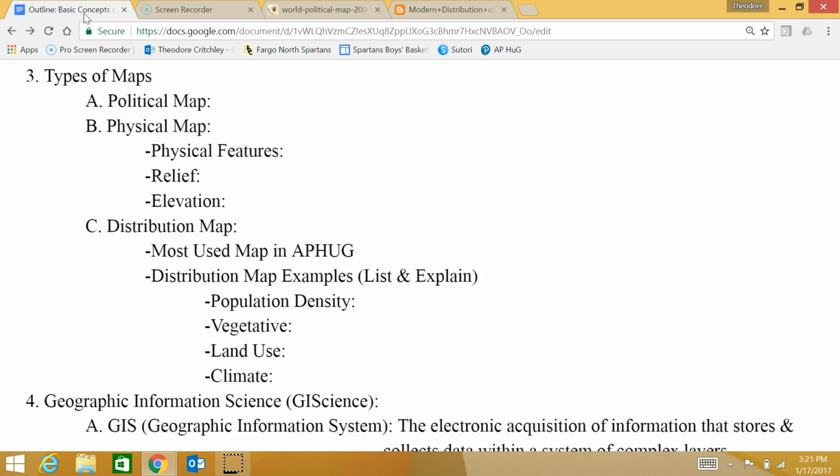So next to physical features, you could put landforms and other bodies of water. Relief is the level of ruggedness over an area of land. So basically, it tells us how rugged or how flat the land is. Some of you have seen these with globes before.